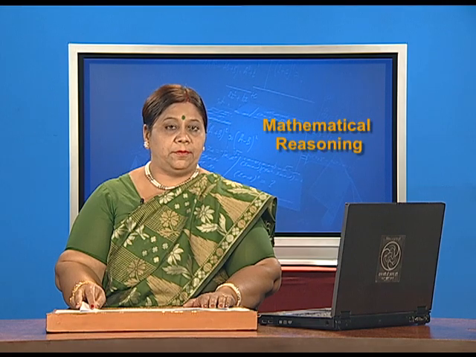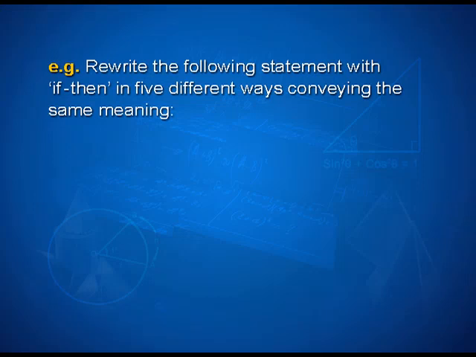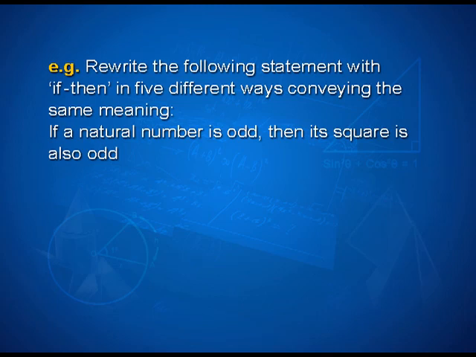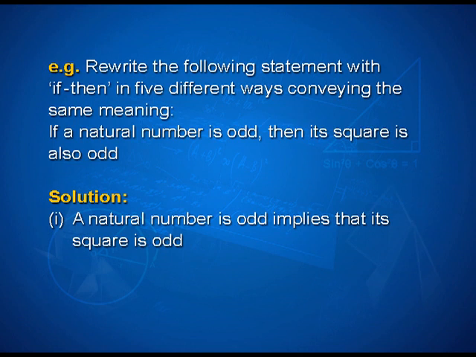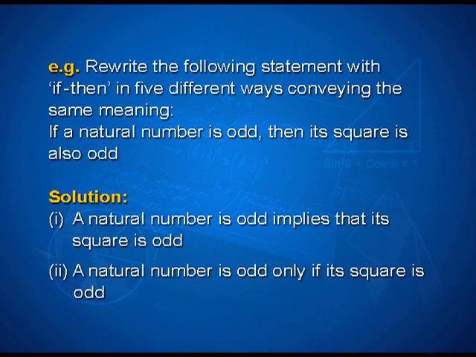Let us look into an example here. Rewrite the following statement with if-then in 5 different ways, conveying the same meaning. If a natural number is odd, then its square is also odd. Look at the solution. First way: a natural number is odd implies that its square is odd. Second: a natural number is odd only if its square is odd.